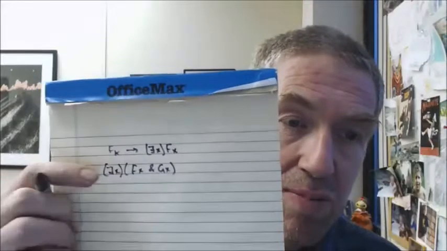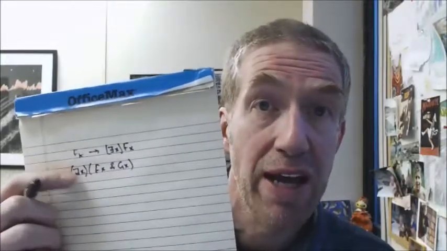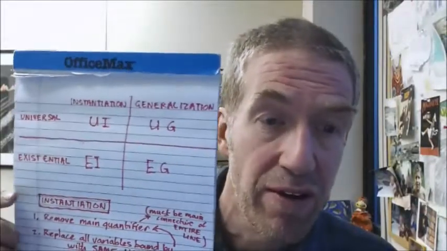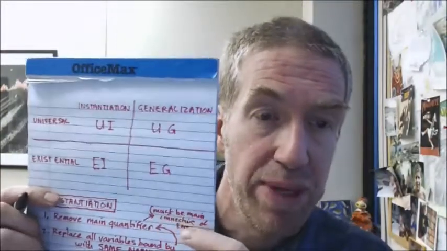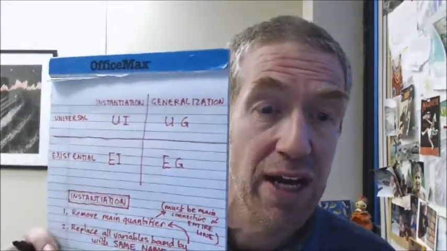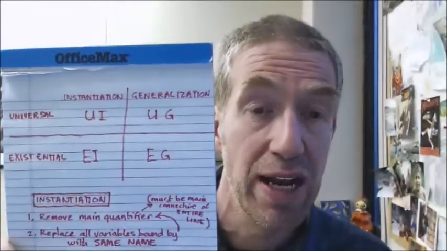Something is a green frog, because then that is the main quantifier. And then, of course, because that's an existential quantifier, you'd be doing existential instantiation. So remember that. That's very important. So you remove the main quantifier, and this is the note: it must be the main connective of the entire line. If the main connective of the entire line is not a quantifier, you cannot do instantiation to that line. Can't be done.